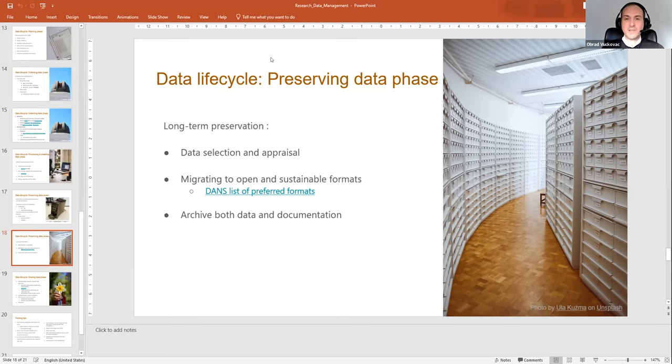Also migrate data to open and sustainable formats. I have a link here to some preferred formats that you can use. And also archive both data and documentation and metadata as well.